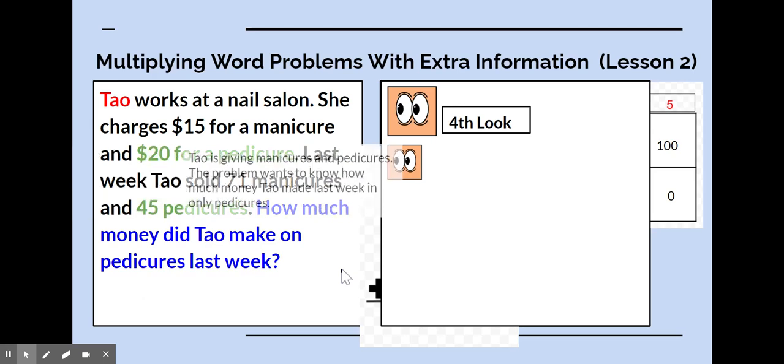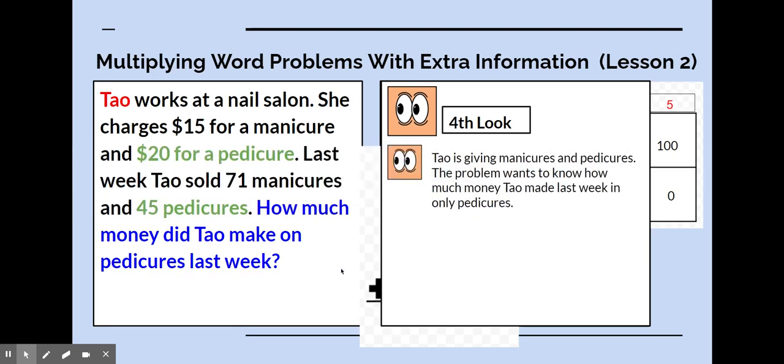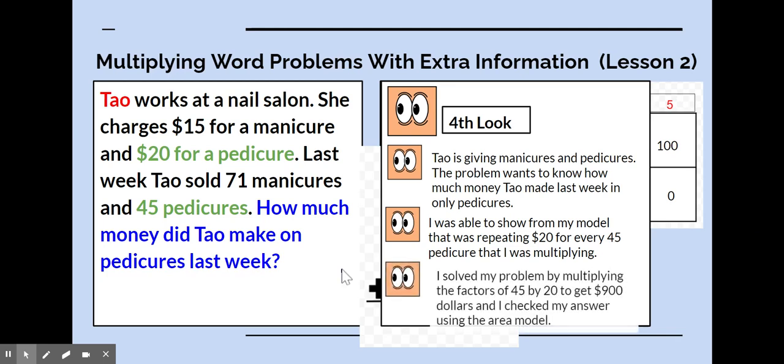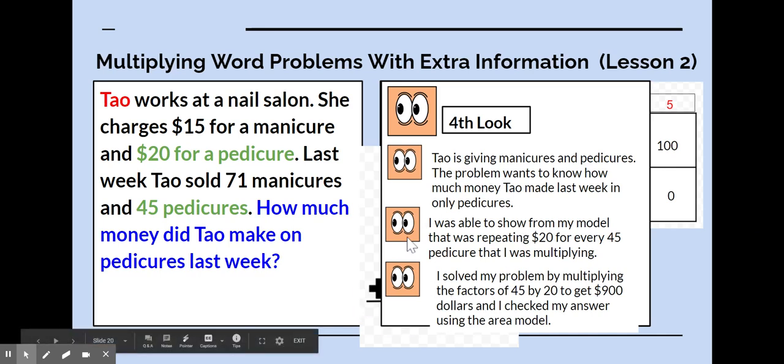Our first look, Teo's giving manicures and pedicures. The problem wants to know how much money Teo made last week in only pedicures. In our second look, I was able to show from my model that was repeating $20 for every pedicure that I was multiplying. And then in our third look, I solved my problem by multiplying the factors of 45 by 20 to get $900, and I checked my answer using the area model. So that is our fourth summary look.